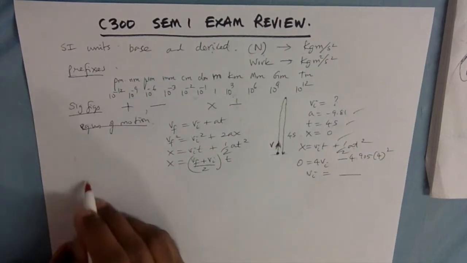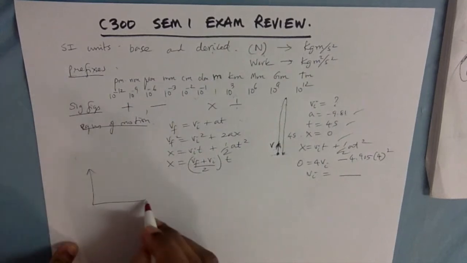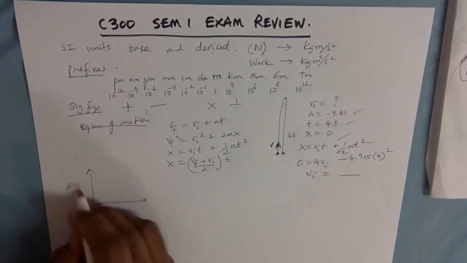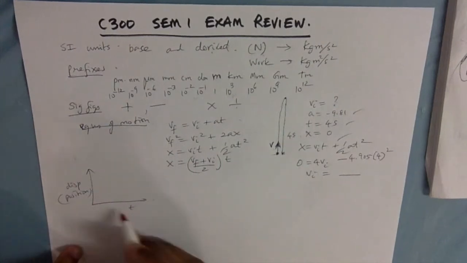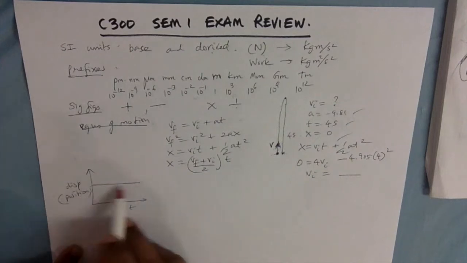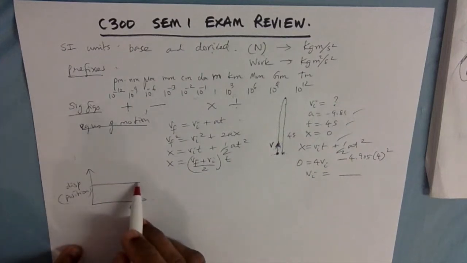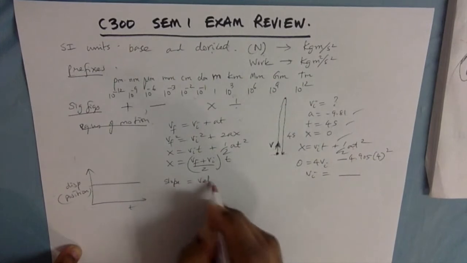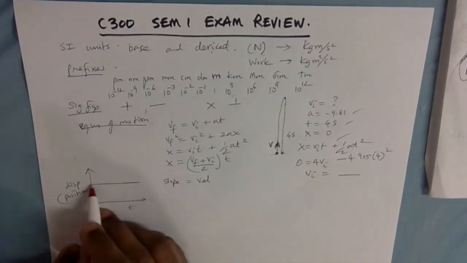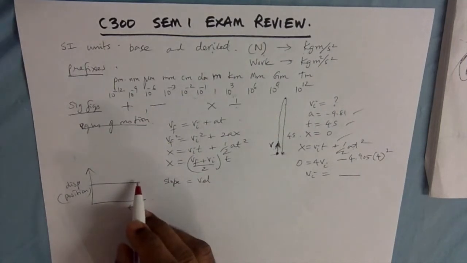This displacement time graph is also sometimes called position time graphs. So displacement or position, they're basically the same thing. On a displacement time graph, if a line is like this, it means it is at rest at the same displacement. And how do you know whether it's moving or not moving is by the slope. Slope is equal to velocity. So the slope of this is 0, so it is not moving.